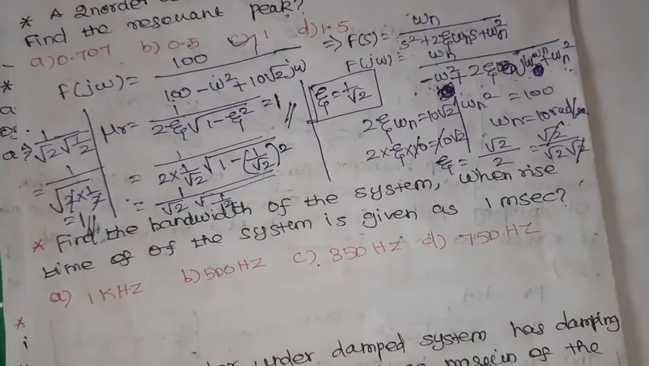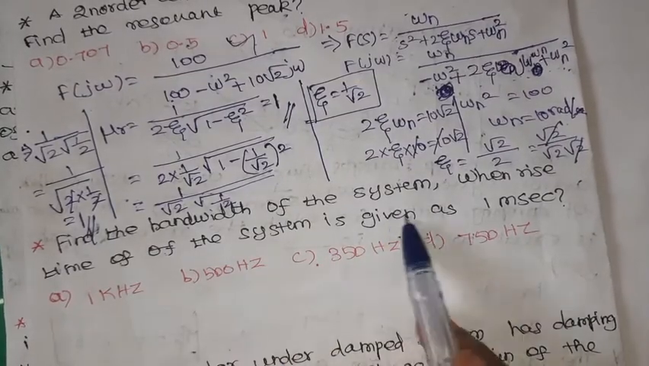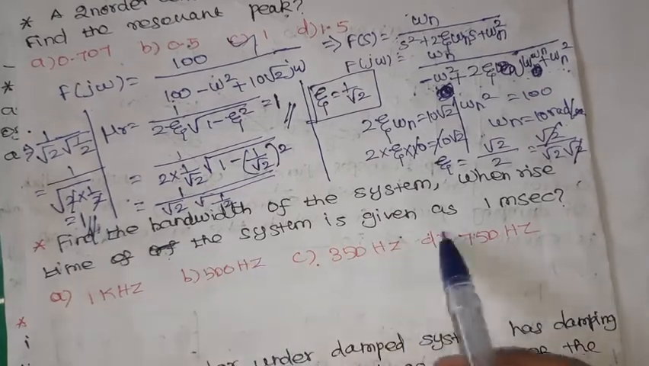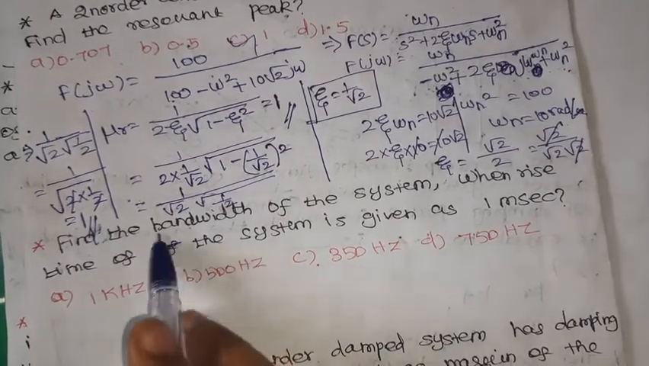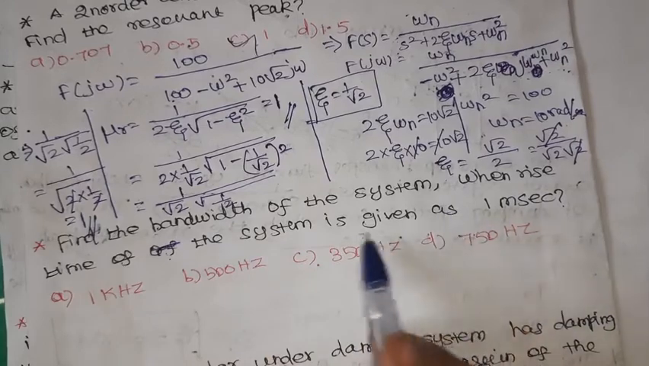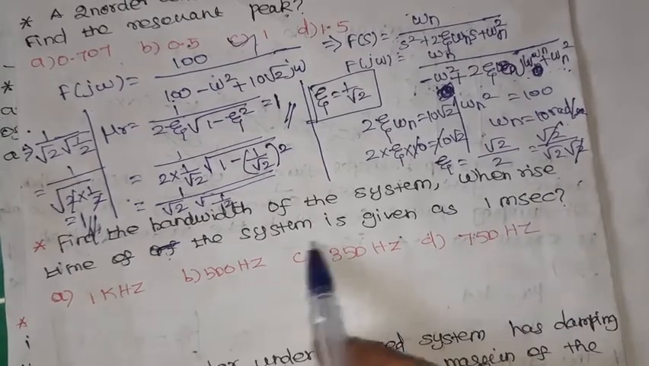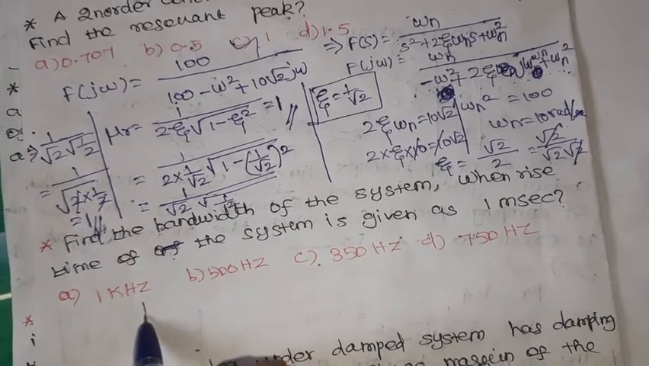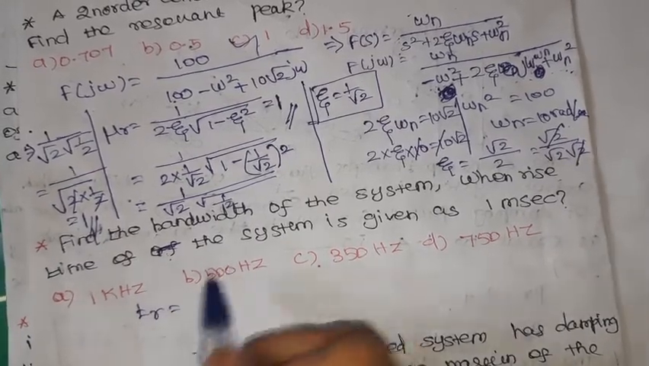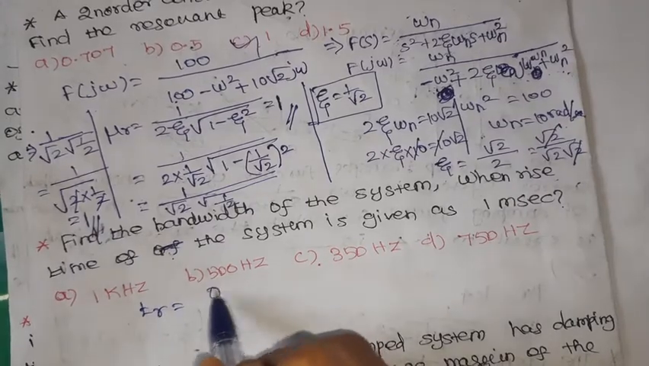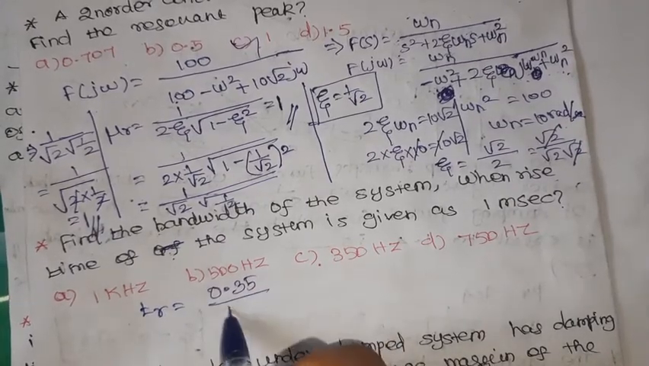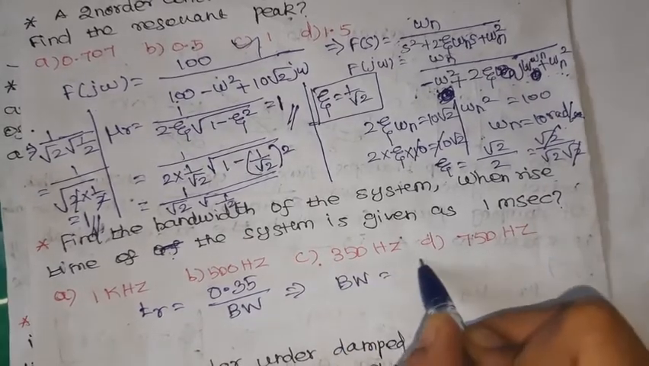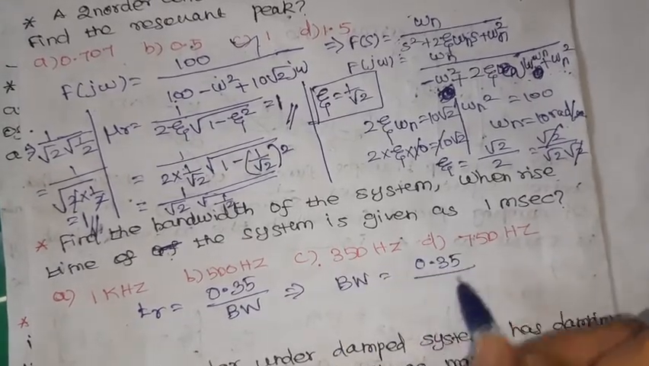We'll move on to the next problem. Find the bandwidth of the system when the rise time of the system is given as 1 millisecond. We need to find the bandwidth. What is given? Rise time. What is the relation between bandwidth and rise time? Rise time is equal to 0.35 divided by bandwidth. Similarly, bandwidth is equal to 0.35 by rise time.